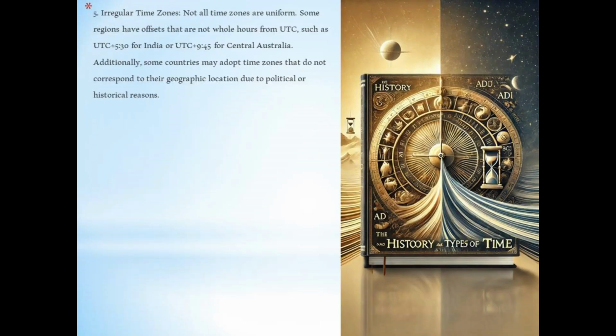Number 5. Irregular time zones. Not all time zones are uniform. Some regions have offsets that are not whole hours from UTC. Some countries may adopt time zones that do not correspond to their geographic locations due to political or historical reasons.